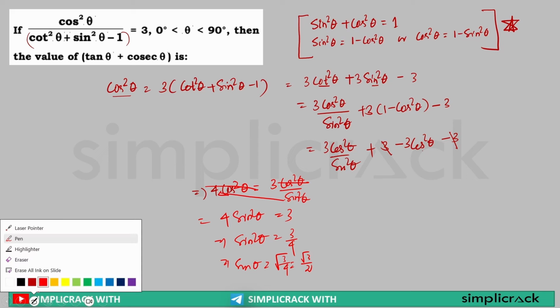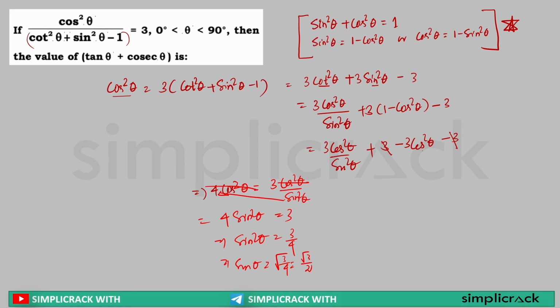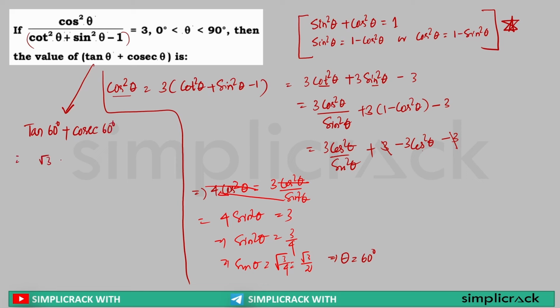That means for which value of theta is sin theta root 3 by 2? If theta is equal to 60 degree, then sin 60 degree is root 3 by 2. Now what do we find out? We find out the value of theta. Now in this expression, in place of theta I can write tan 60 degree plus cosec 60 degree. Tan 60 degree is root 3 plus cosec 60 degree is 2 by root 3. So root 3 in the denominator, 3 plus 2 is equal to 5 by root 3. Yes or no?